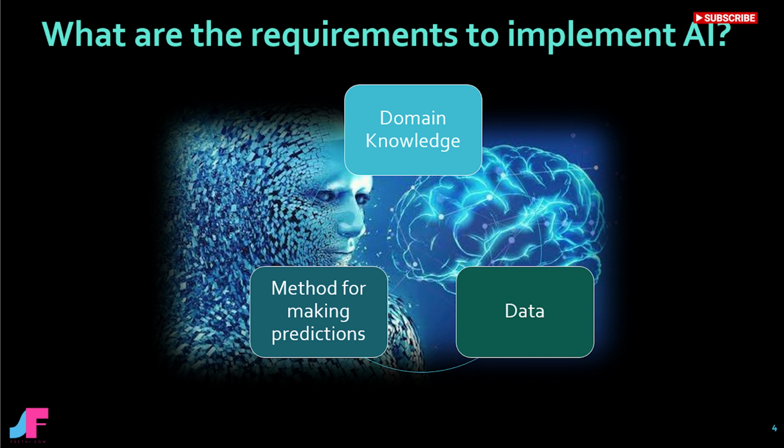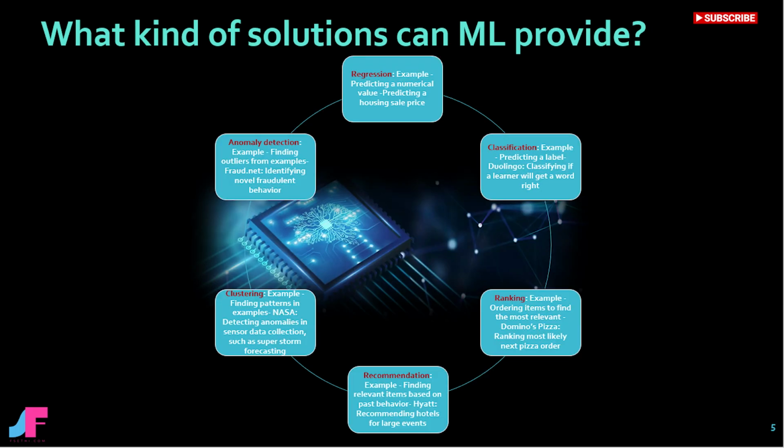Method for making predictions. Based on the data collected, models are trained to identify what items they interact with in the store. A customer's past purchase history may also be used to help identify an item when it is picked up. What kind of solutions can ML provide? ML can provide predictive solutions, regression and classification, prioritization, rankings and scores, and behavior patterns, recommendations and clustering.